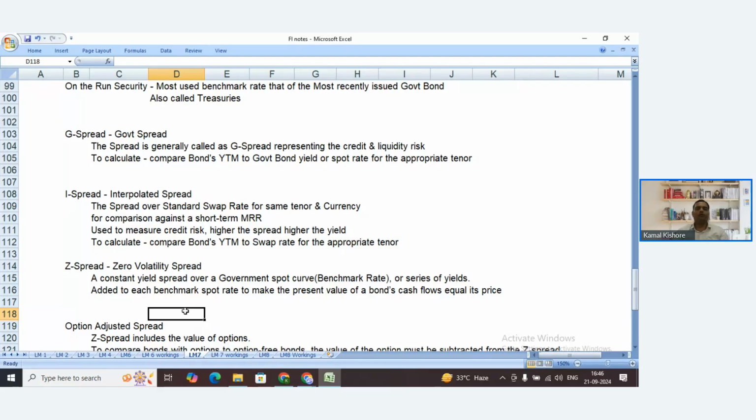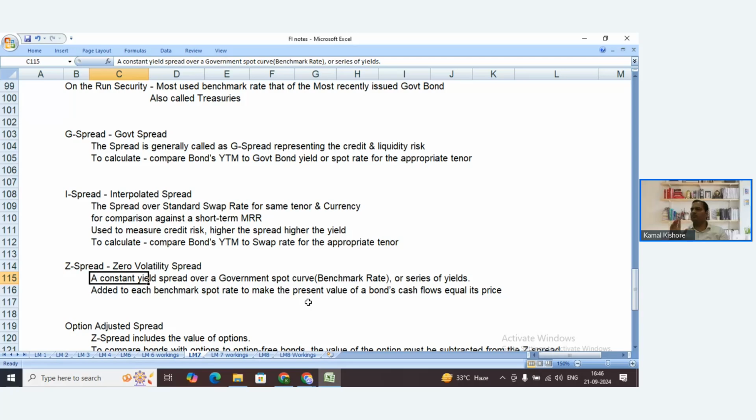You see, the lower curve is what? Government bond, or basically the on the run security benchmark yield, right? And the curve at a higher level is your corporate bond yield, right? The difference between these two is your constant spread. A constant yield spread over a government spot curve, that is also called a spot curve, which we'll see in the subsequent chapters.